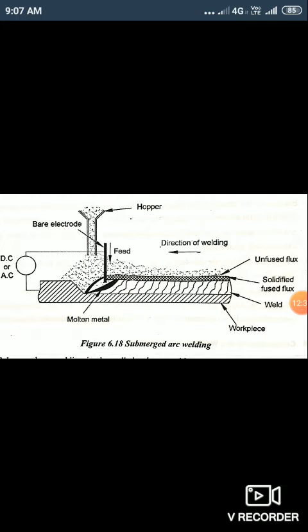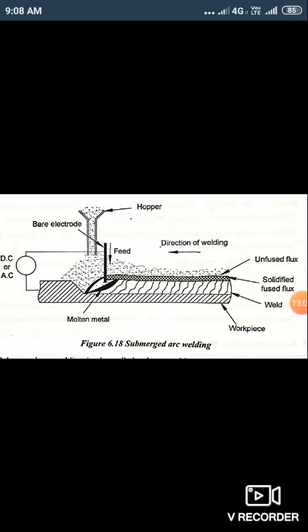It is fed from the reel by a moving head. Next, a hopper is there for feeding the flux powder, and the flux powder covers the arc, and the upper portion of the flux is in contact with the atmosphere. Next, an AC or DC supply can be used as a power source also.